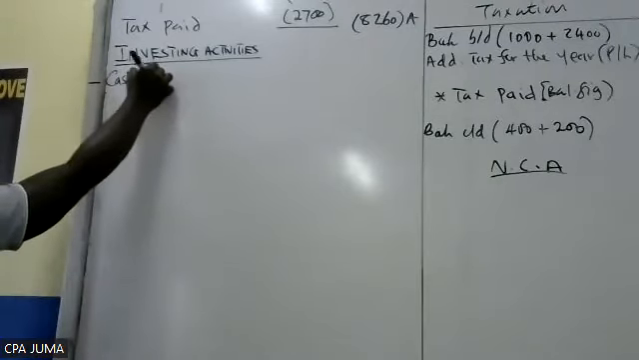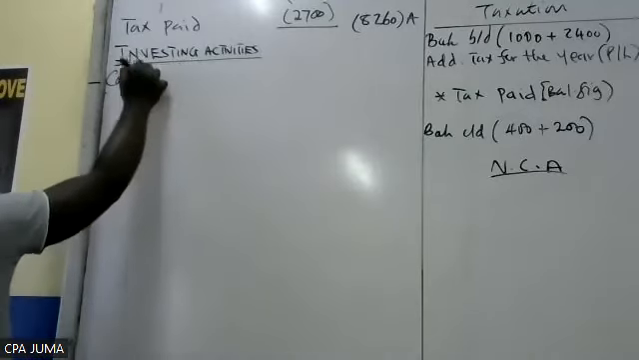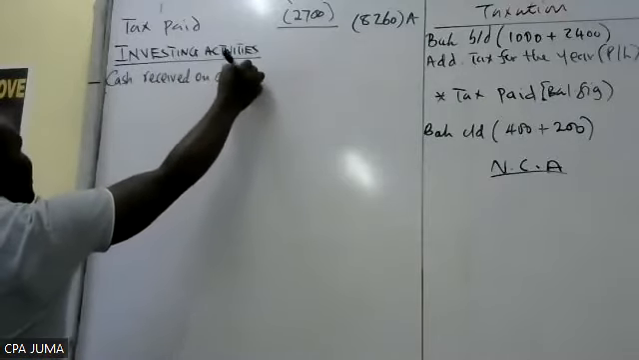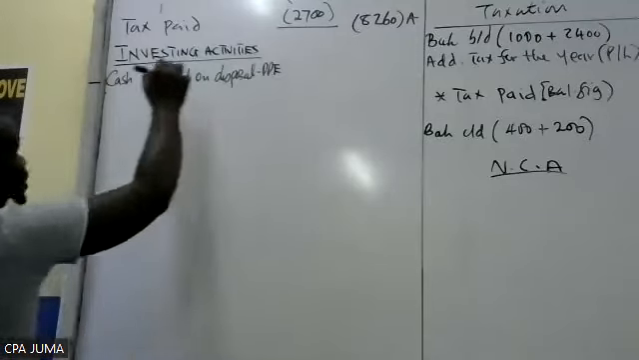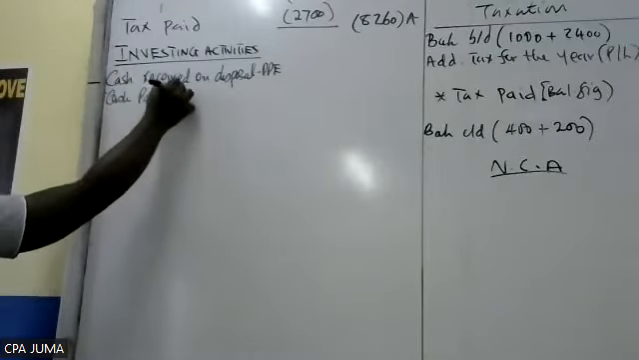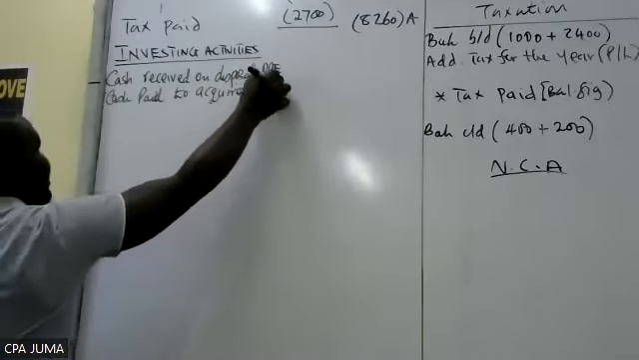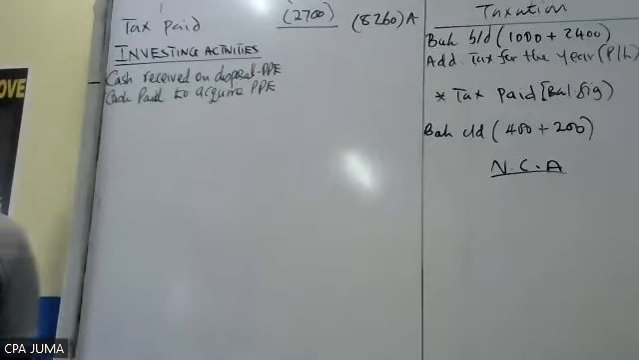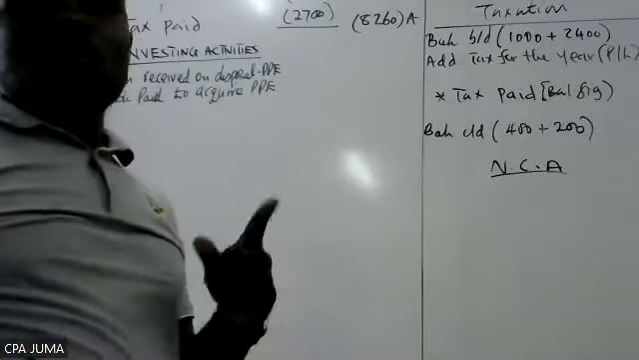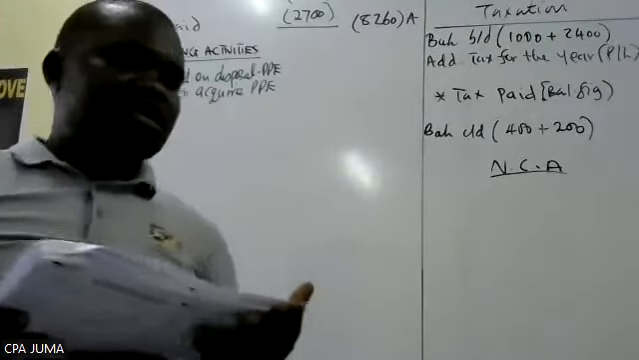Cash received on disposal of PPE. Then you also have cash paid to acquire PPE, property, plant, and equipment. Those two must be there in any cash flow. So they will give you one, then they deny you the other one. So how will you get the other one? You will prepare a PPE account. You reconcile them to a pattern.